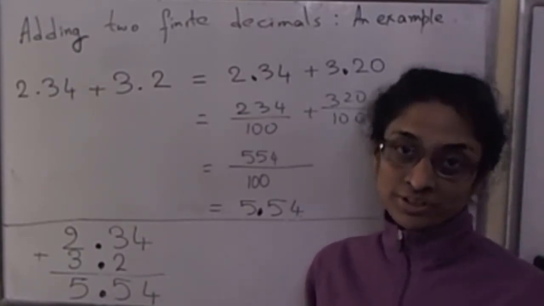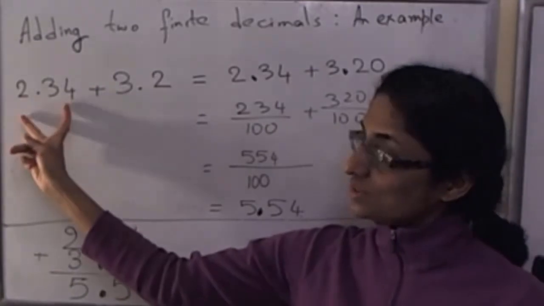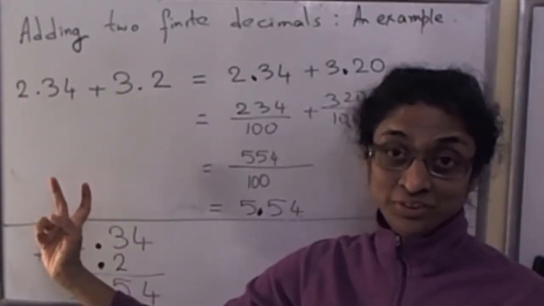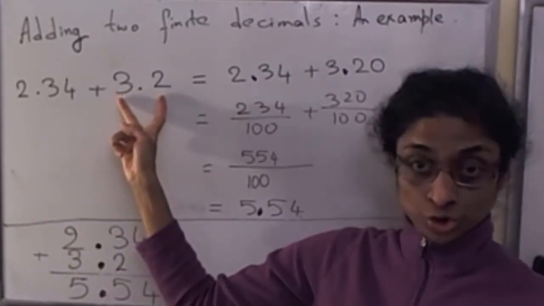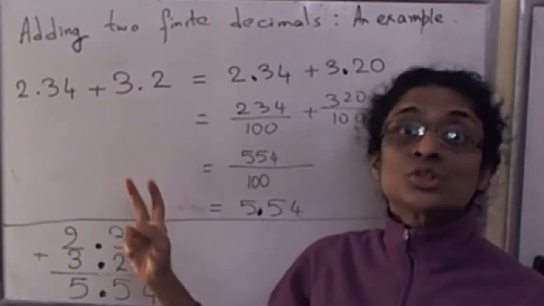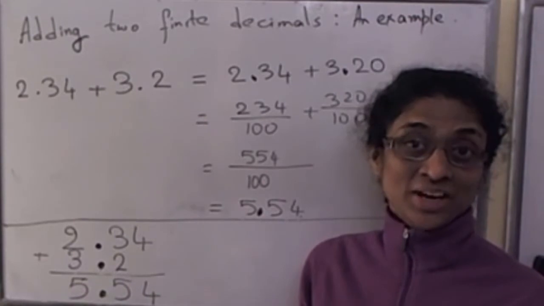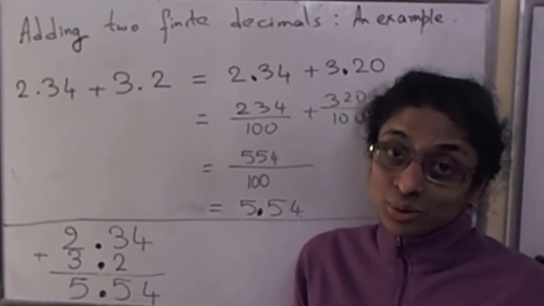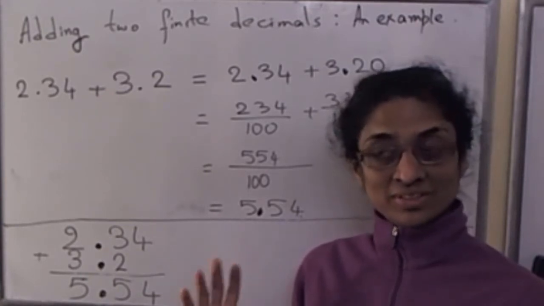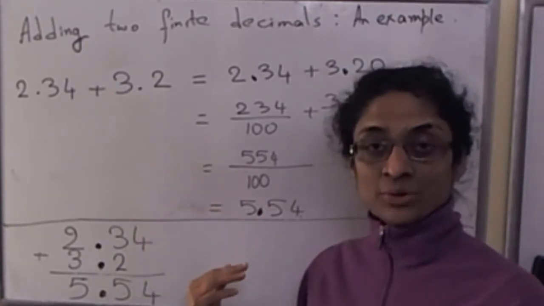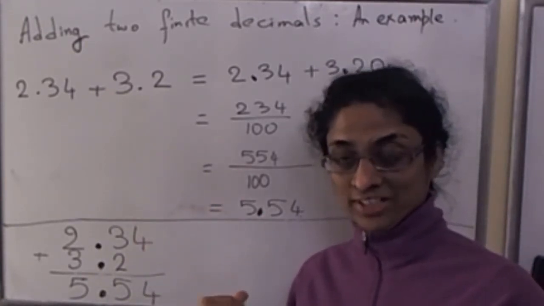Well, recall from our definition that a finite decimal is in fact a decimal fraction. So 2.34 is a fraction and 3.2 is also a fraction. Since we already know how to add fractions, in some sense we already know how to add two finite decimals. So it's just a matter of pushing that idea through and figuring out how to get our final answer.